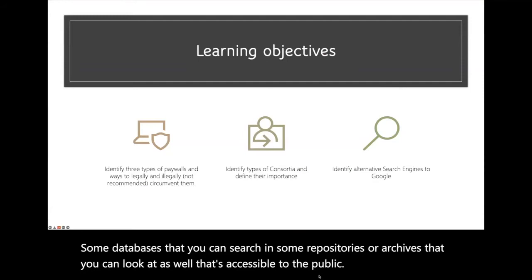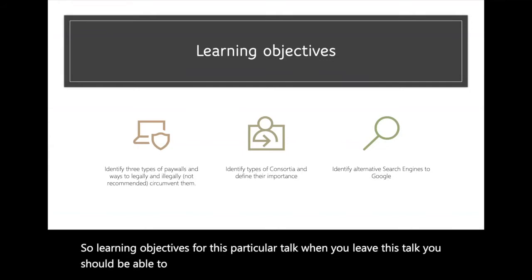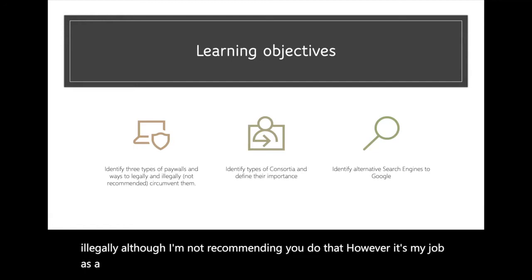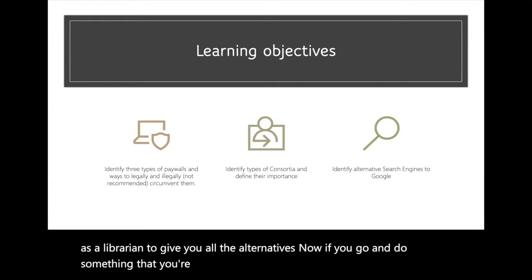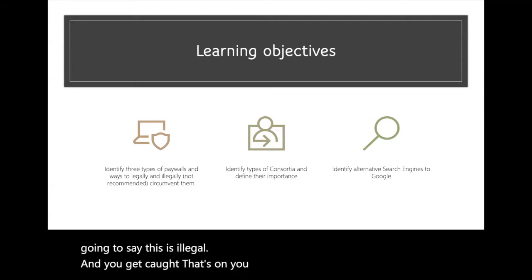So the learning objectives for this particular talk: when you leave, you should be able to identify 3 types of paywalls and ways to get around them, legally and illegally, although I'm not recommending you do that. However, it's my job as a librarian to give you all the alternatives. Now, if you go and do something that you're not supposed to do, and like I said, I'm going to say this is illegal, and you get caught, that's on you, it's not on me. But there are ways that you can circumvent some of these paywalls.